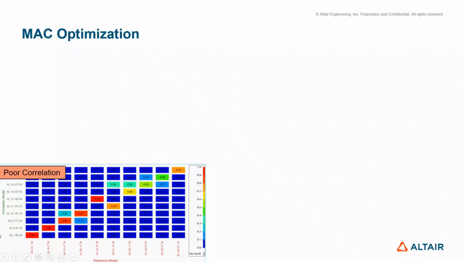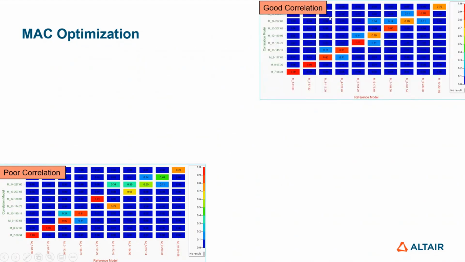On this slide, the bottom image shows a typical MAC plot with poor correlation, in which you will see that some of the MAC values are much less than 0.7, and there is also a frequency mismatch. So this kind of MAC plot indicates a poor correlation between test and CAE results. And this MAC plot indicates good correlation between test and CAE results, where most of the MAC values are more than 0.7 and there is no frequency mismatch. It's kind of a diagonal one. So this is considered a good correlation.